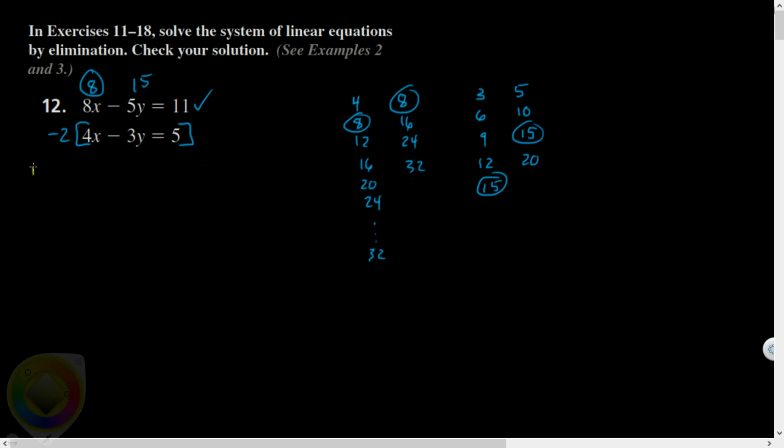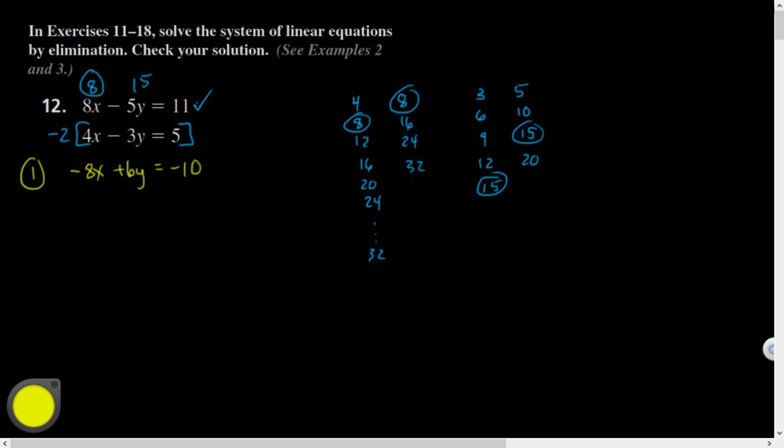So step 1, I'm multiplying, in this case, just one of my equations. Sometimes you have to multiply both. Like if I was going for opposite y's here, I actually would have had to multiply the top by 3 and the bottom by negative 5. But in this case, hey, I only ended up having to multiply one of them. That's convenient. So let's multiply through by negative 2. So that would be negative 8x. Negative 2 times negative 3y is plus 6y. And negative 2 times 5 is negative 10.